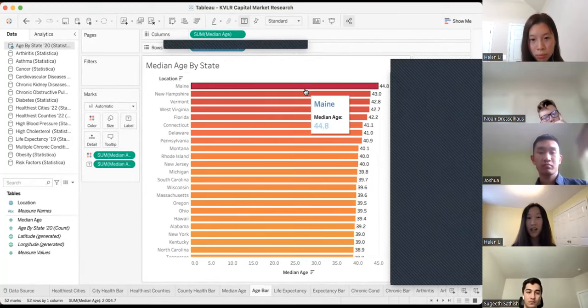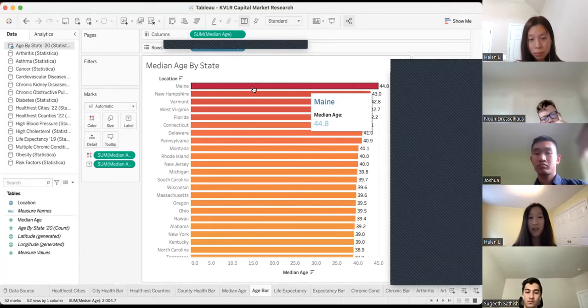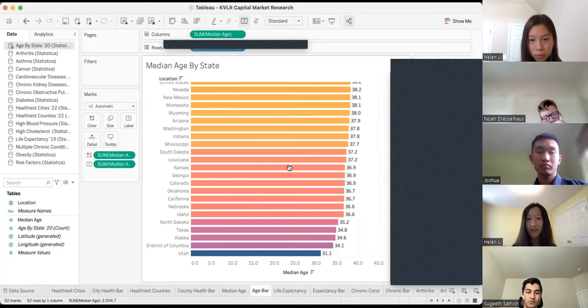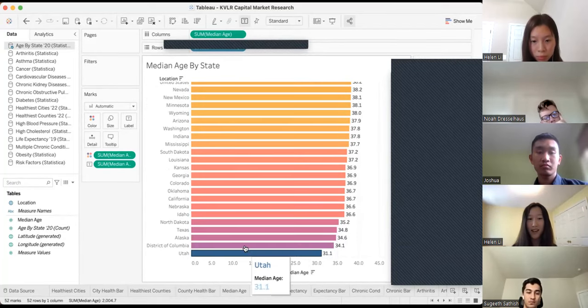Here we have a bar chart that more easily visualizes which states have the highest median age. We have Maine, New Hampshire, Vermont, and West Virginia. The youngest states, Utah, DC, Alaska, and Texas.